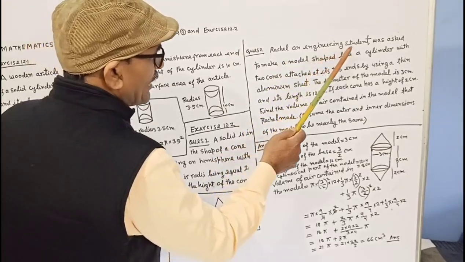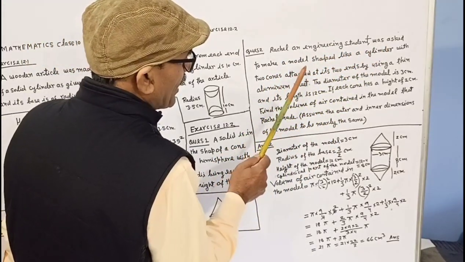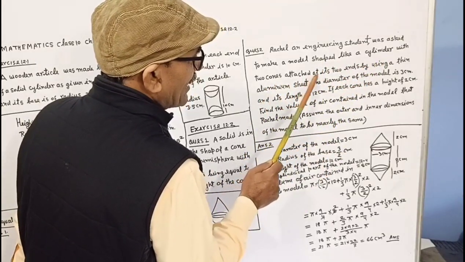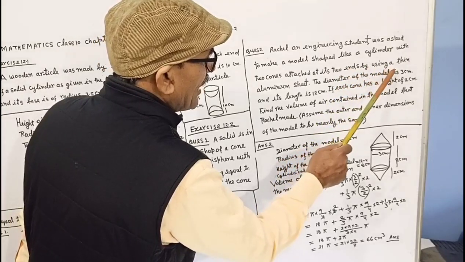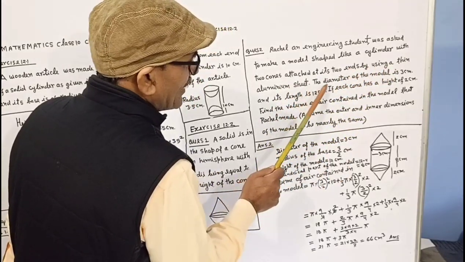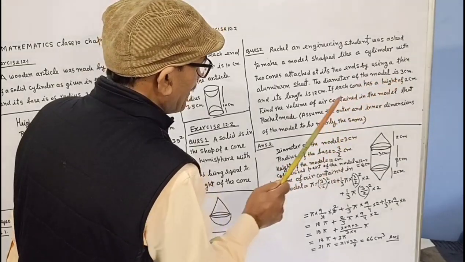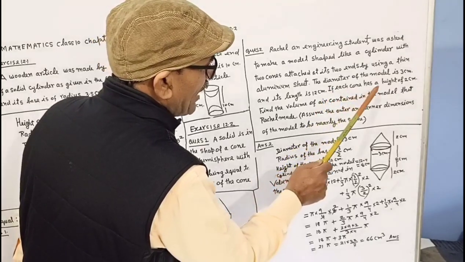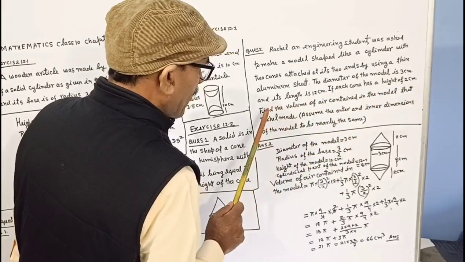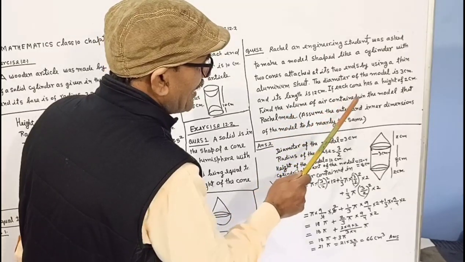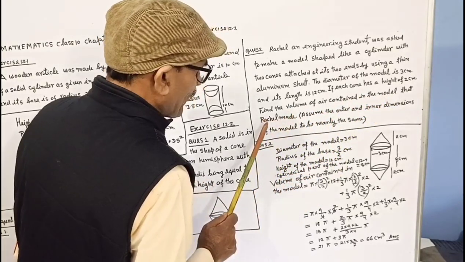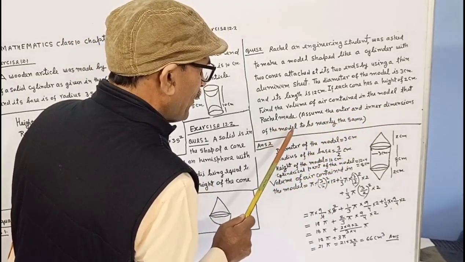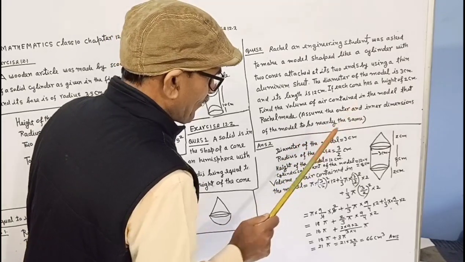Rachel, engineering student, was asked to make a model shaped like a cylinder with two cones attached at its two ends by using a thin aluminum sheet. The diameter of the model is 3 centimeter and its length is 12 centimeter. If each cone has a height of 2 centimeter, find the volume of the air contained in the model that Rachel made. Assume the outer and inner dimensions of the model to be nearly the same.